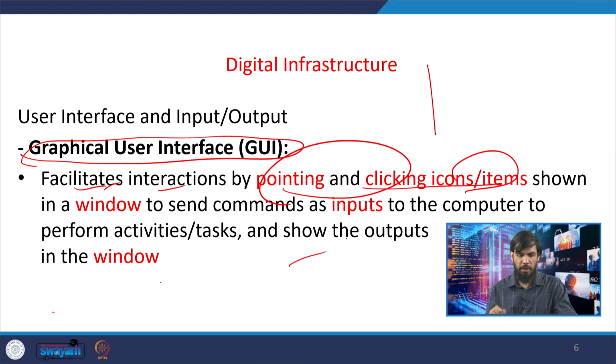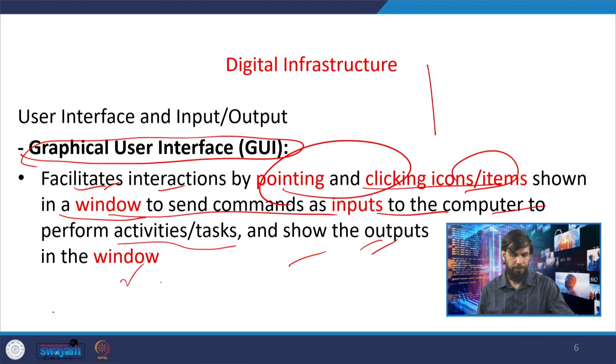So, this interaction that I am doing, this is a graphical user interface, in a window. We see a window, within that window we have those icons there, and I could activate them and click on them. So, pointing and clicking in a window to send commands as input to the computer to perform activity and tasks, and then outputs would also be shown in the window.